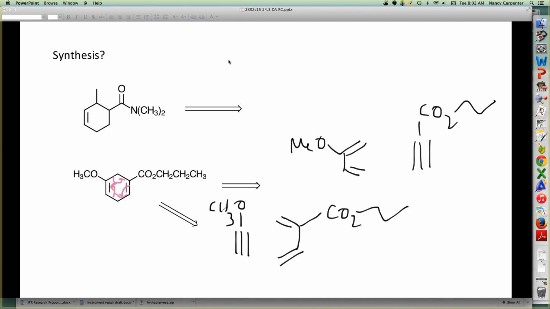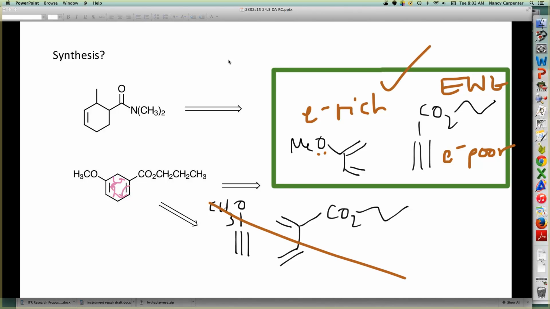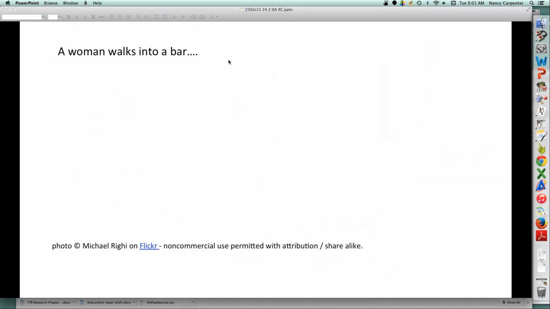Well, in this case the one on top is definitely better because, as we're used to seeing, this is the electron rich diene, and it has the electron donating methoxy group on it. This has the electron poor electron withdrawing group on our dienophile. So this is the way the Diels-Alder works best. This is not as good because our diene is electron poor and our dienophile is electron rich, and those just don't work as well. So that's a wrap for the Diels-Alder.